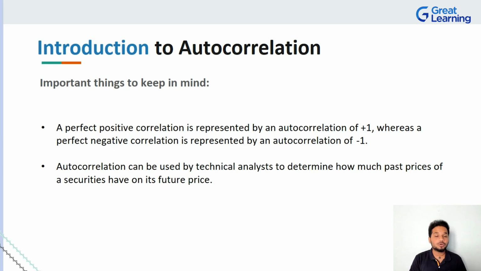Now, autocorrelation is a concept that is used widely in many domains, as I previously mentioned. It's very popularly used by technical analysts in the domain of finance, because at the end of the day, you can try to determine how much past prices of a security can have on a future price, right? You can bank on the past and the current values to predict what's happening in the future values.